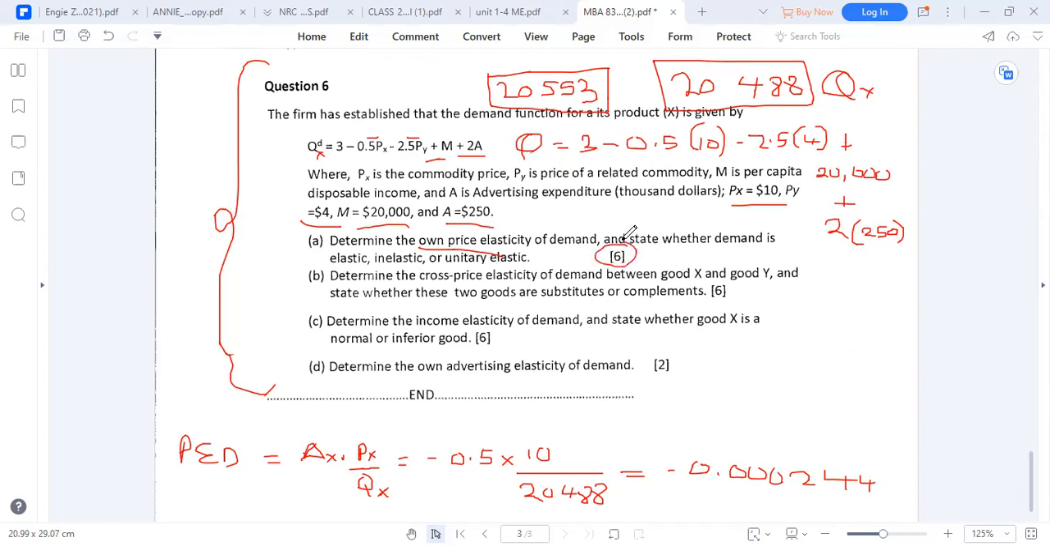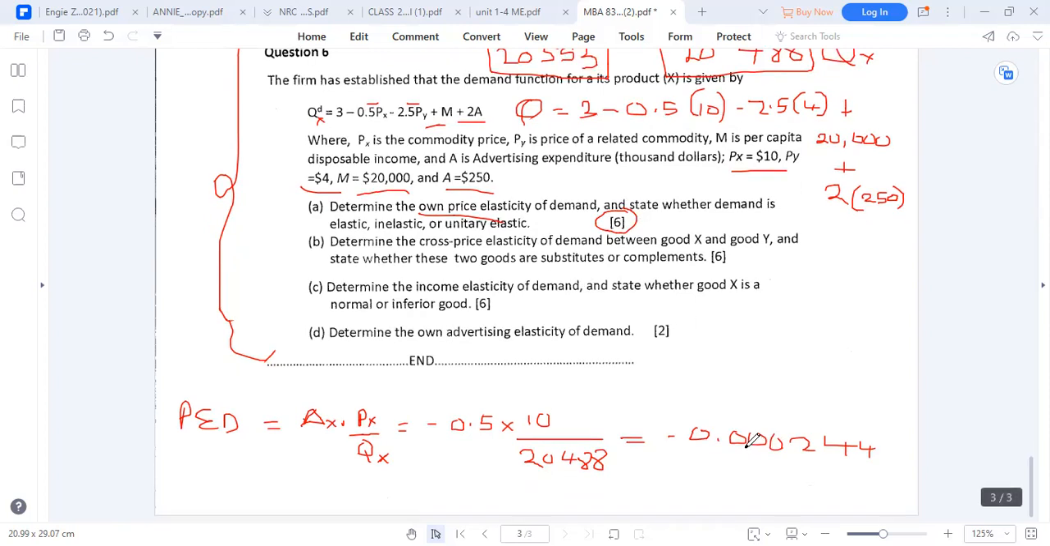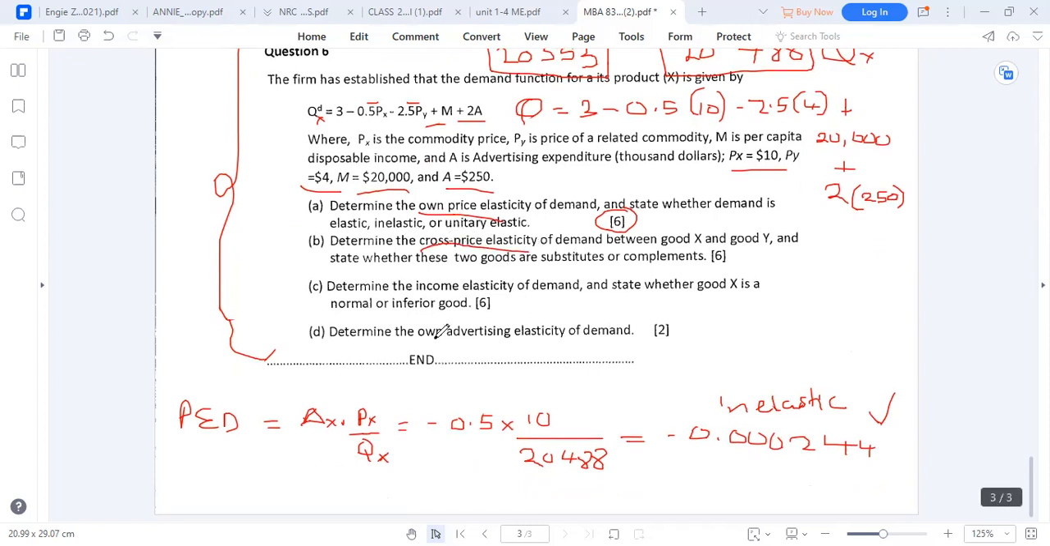Mind you, this is current 6 marks, so my people perish because of lack of knowledge. It's a concept. So this is inelastic, because it's less than 1. Are we together? Yes.